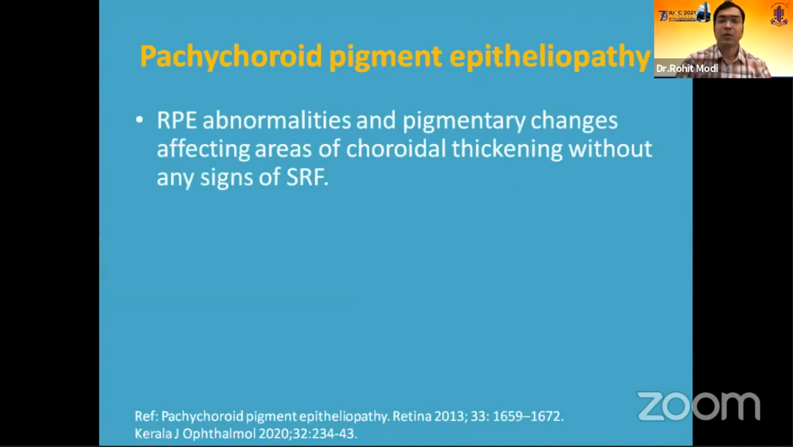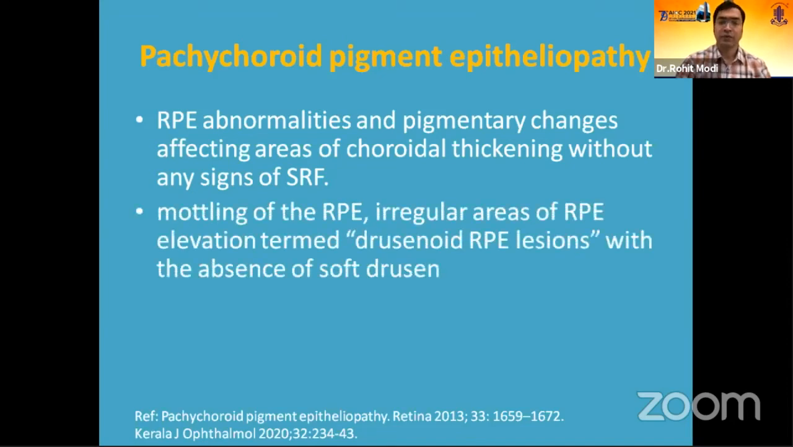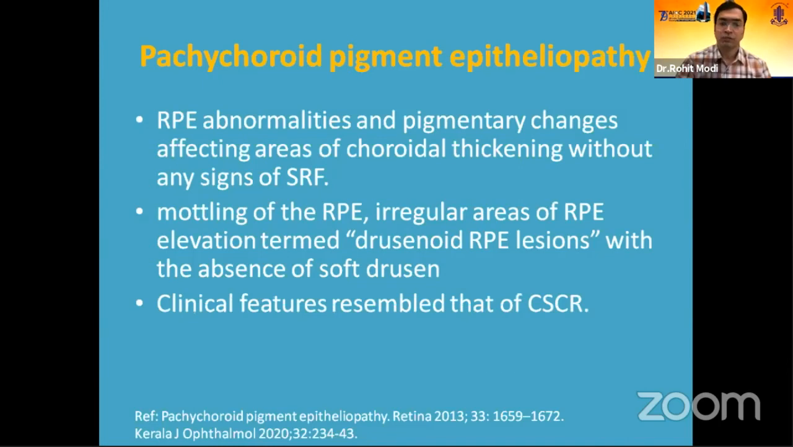Pachychoroid pigment epitheliopathy is basically RPE abnormalities and pigmentary changes affecting the areas of choroidal thickening without any signs of SRF. Basically, this is a part of the spectrum of pachychoroid, which also includes PCV. Mottling of RPE, irregular RPE elevations come as drusenoid RPE lesions with absence of soft drusen.